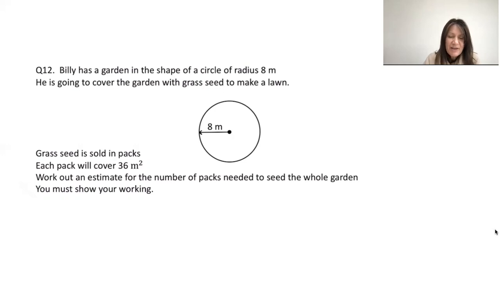Okay, so we have been given a story about Billy's garden. It's in the shape of a circle. He's going to cover the garden with grass, and we need to work out how many packs he's going to need. Now, hopefully you spotted the key word estimate, which means that we are going to be doing some rounding where necessary. The biggest part of this problem, especially for you, is the fact that there is a circle and we need to know the area of a circle.